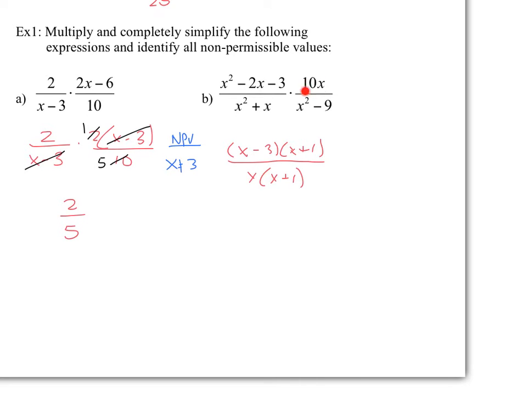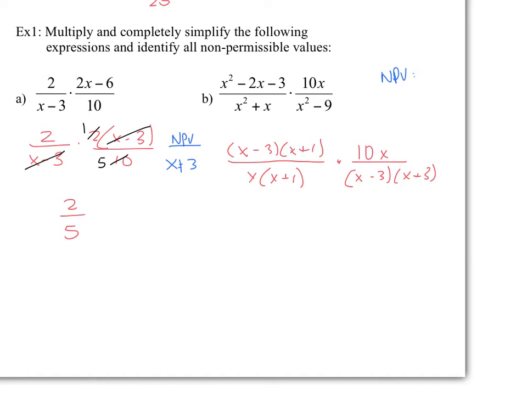And then over here you have 10 times x, so we can't really simplify that. So times 10x. Again, you could change the 10 to 2 times 5. Okay, that's your choice. And then on the denominator you have a difference of squares, which is x minus 3, x plus 3.